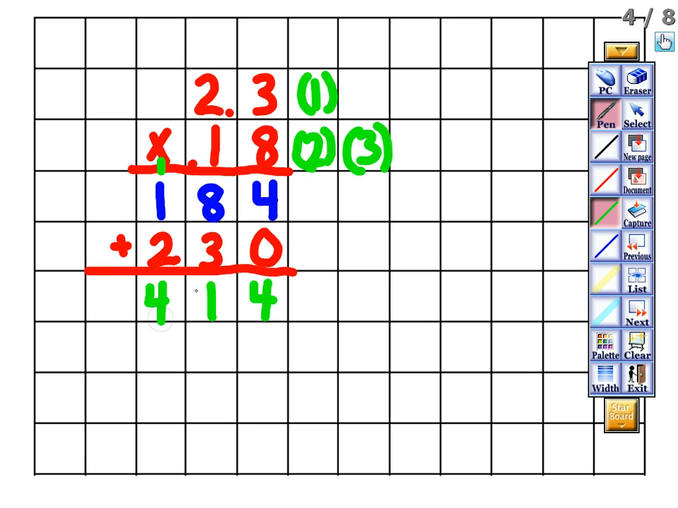Now we're not finished yet. We have 3 digits to the right of the decimal in the problem, so that means 3 digits need to be to the right of the decimal for my answer. 3 digits to the right for the problem, 3 digits to the right for the answer, giving me a total of 414 thousandths for my answer.